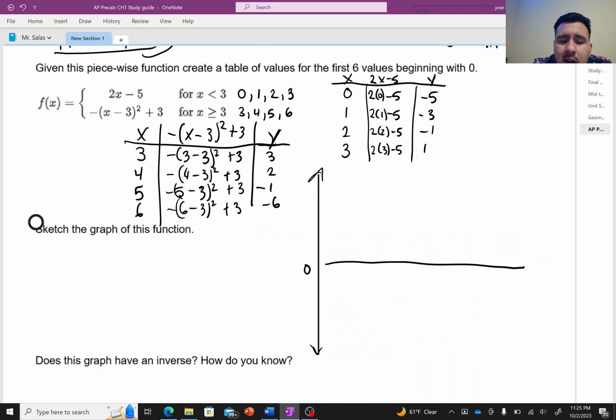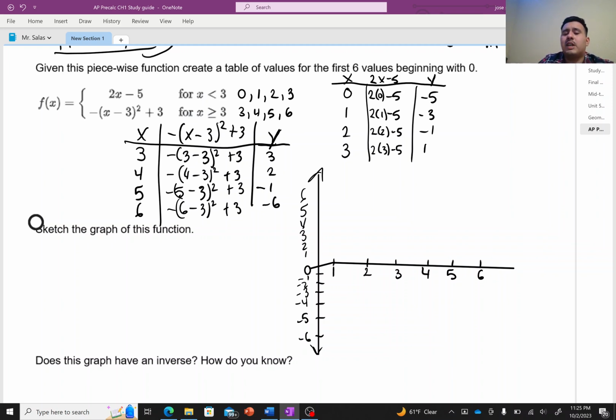So I'm going to go ahead and put 0 right here. This is going to be 1. This is going to be 2, 3, 4, 5, and 6. For my y values, it's going to be -6, -5, -4, -3, -2, -1, 1, 2, 3, 4, 5, and 6. And then we have our graph over here. So we're sketching this graph, and these are the values I'm including.